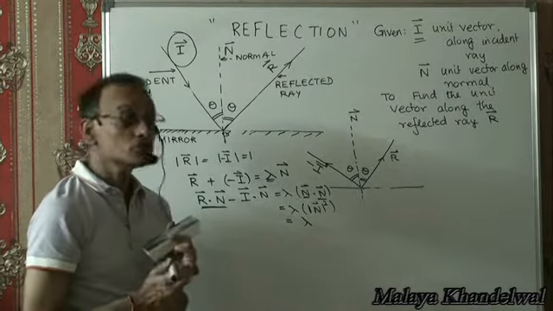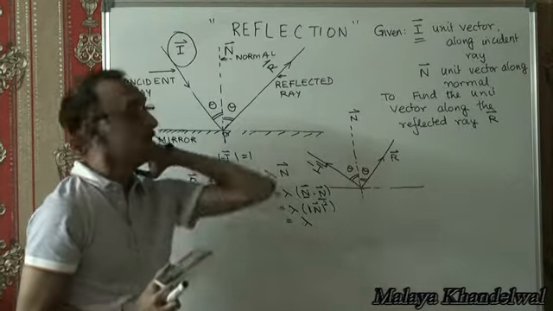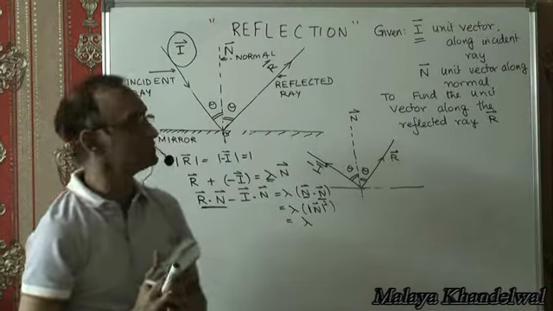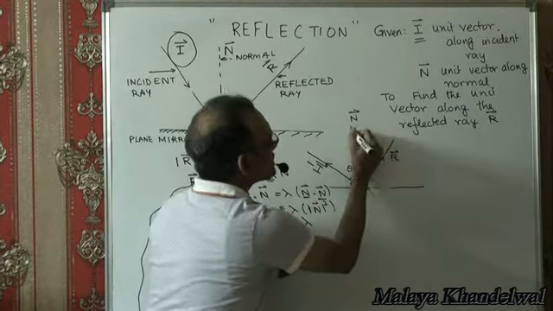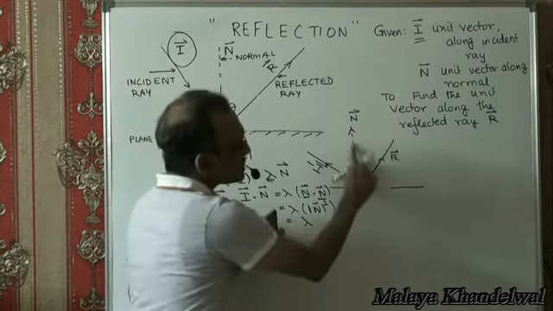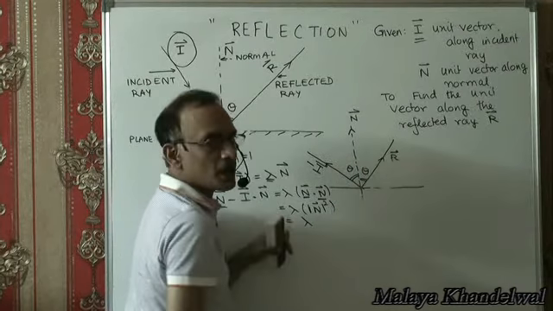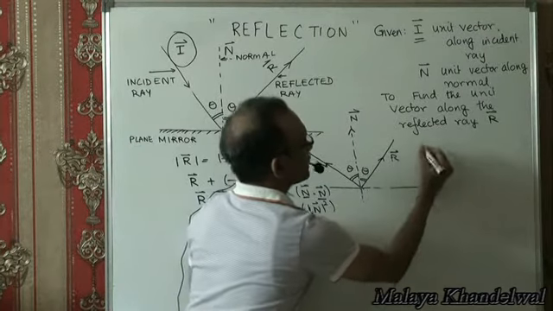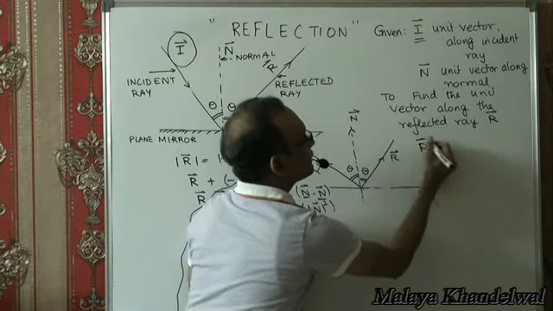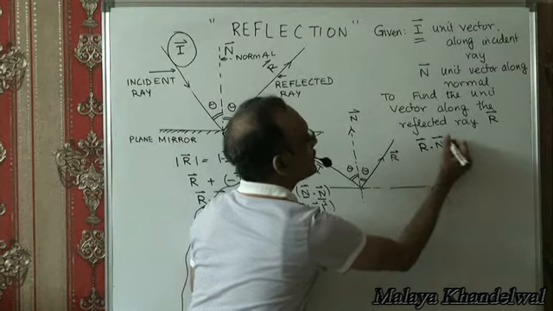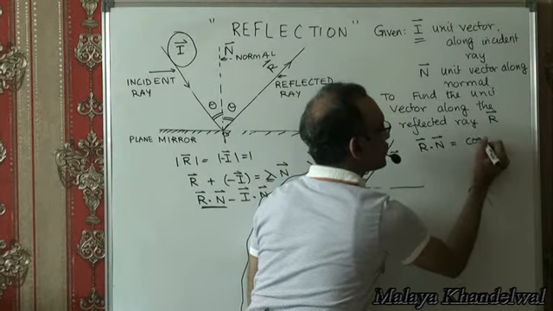I have still not used the fact that this angle is equal to this angle. This is the vector N, a unit vector N. This is a unit vector R. Can I not say that R dot N is cos theta?